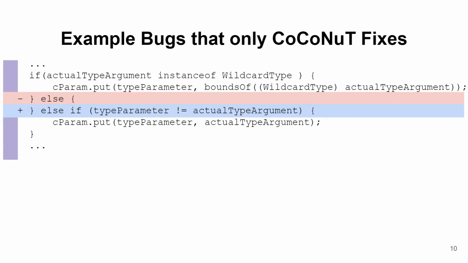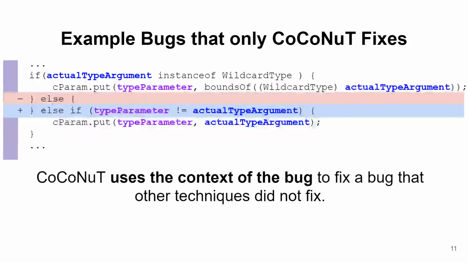This is another bug CoCoNuT can fix. Notice that in this case, the buggy location with a red background does not contain enough information to fix the bug, as a variable type parameter and actual type argument in the correct fix do not appear in the buggy line. CoCoNuT uses a new context-aware deep learning architecture that represents the context of the bug and can automatically generate a complete patch, extracting meaningful information from the context of the bug, such as, in this case, the correct variable names to use.